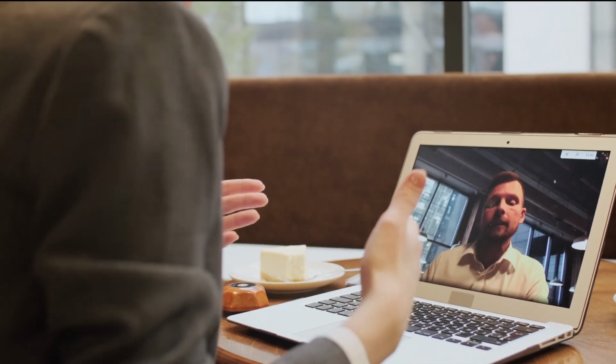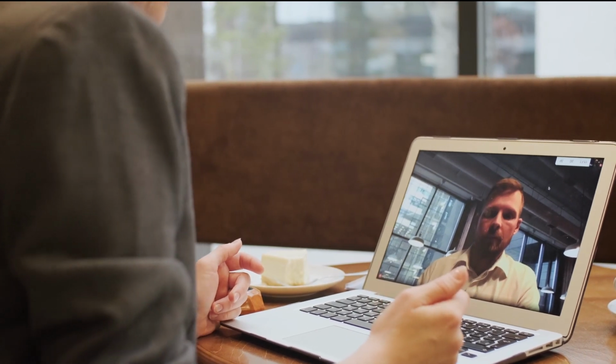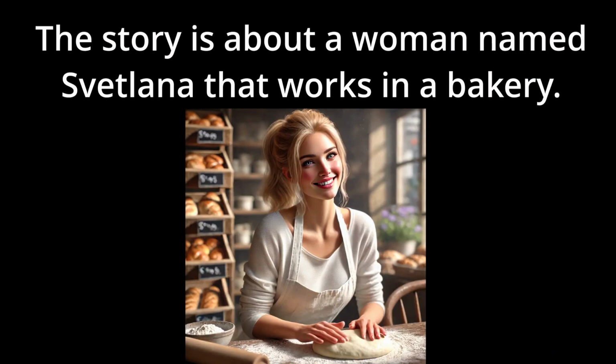Finally, try to say the story in a few sentences using simple words. For example, the story is about a woman named Svetlana that works in a bakery. By following these steps, you can understand the main idea of a story, even if you do not understand every word.